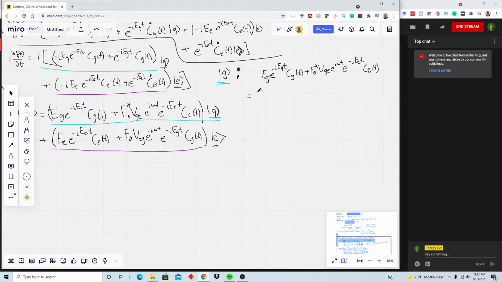positive e_g, e to the negative i ω_eg t c_g, plus e to the negative i e_g t c_g.